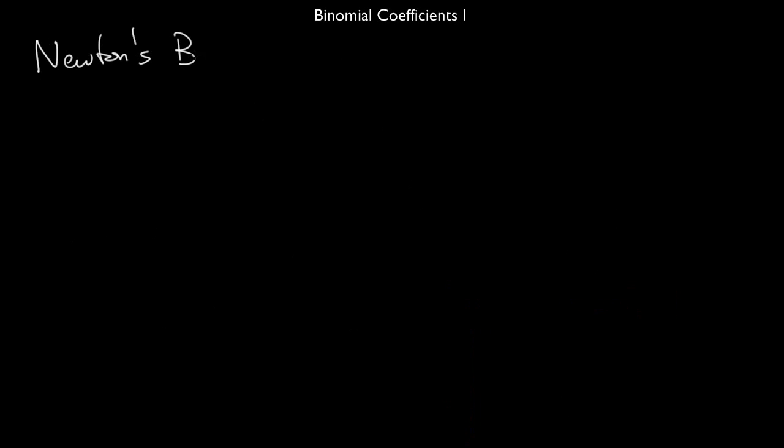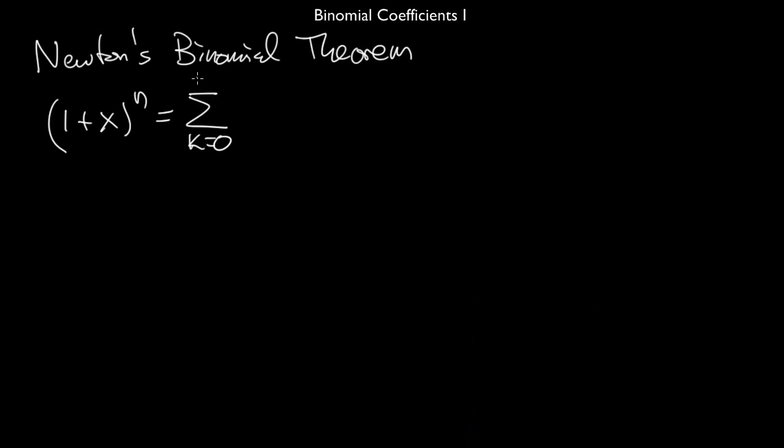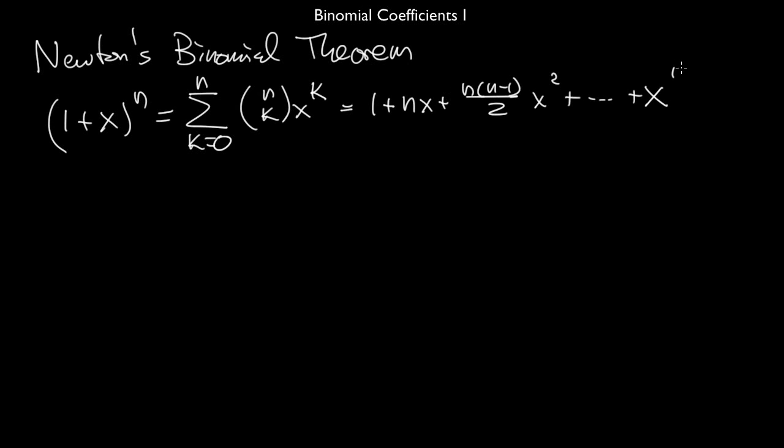Okay, so that brings us to Newton's binomial theorem. So remember, the binomial theorem says (1 + x)^n is this polynomial, the summation of n choose k times x^k. And I'm just going to write this out to remind you. It's 1 plus n times x plus n(n-1)/2 times x squared, and so on all the way up to x^n. In particular, it's a polynomial. It's finite. It only has a finite number of terms.